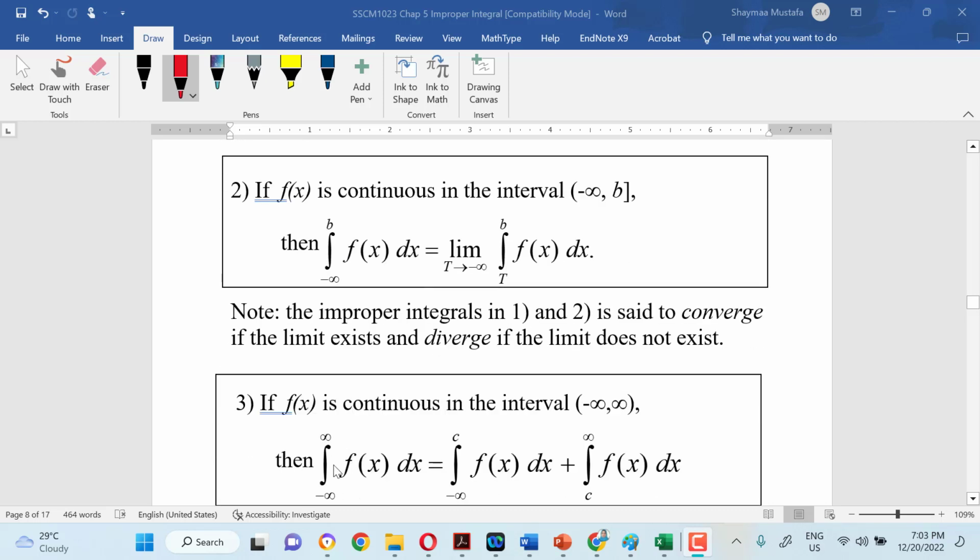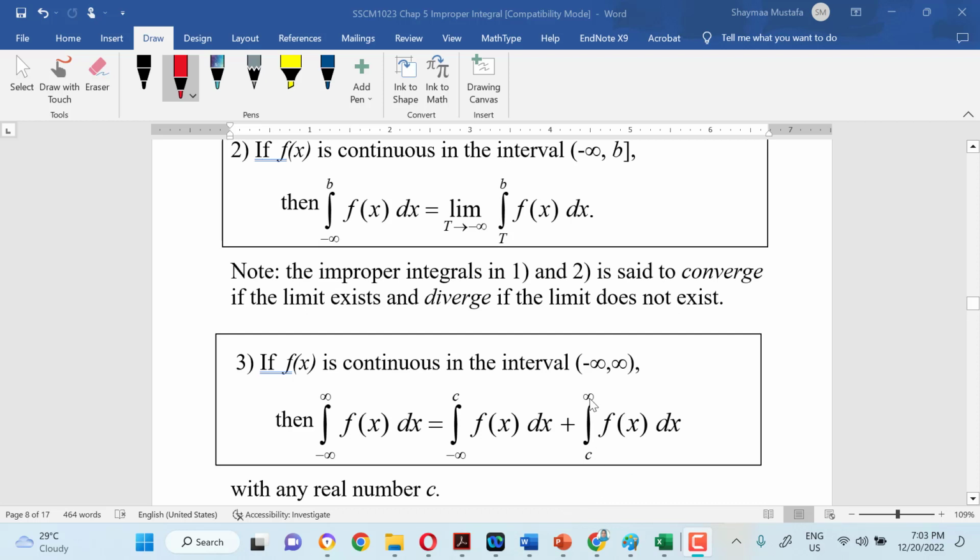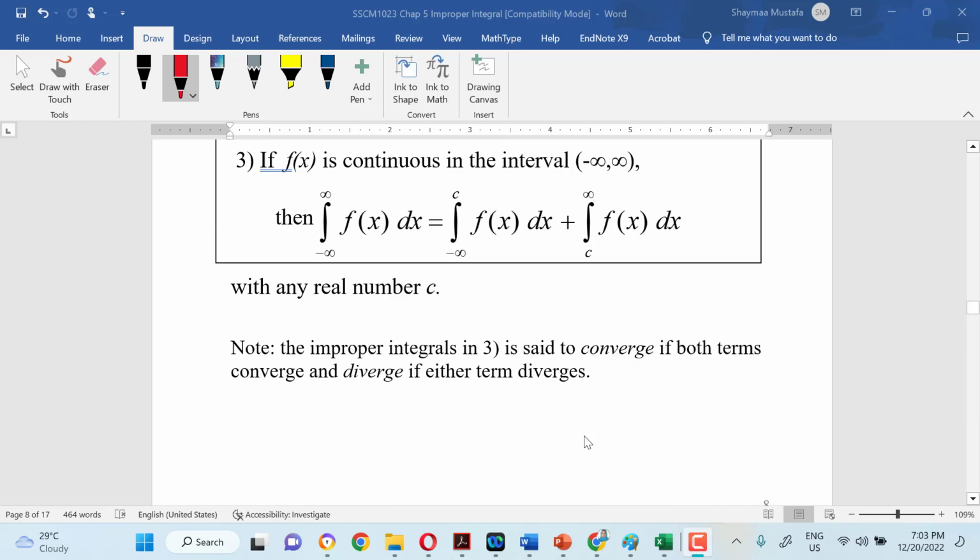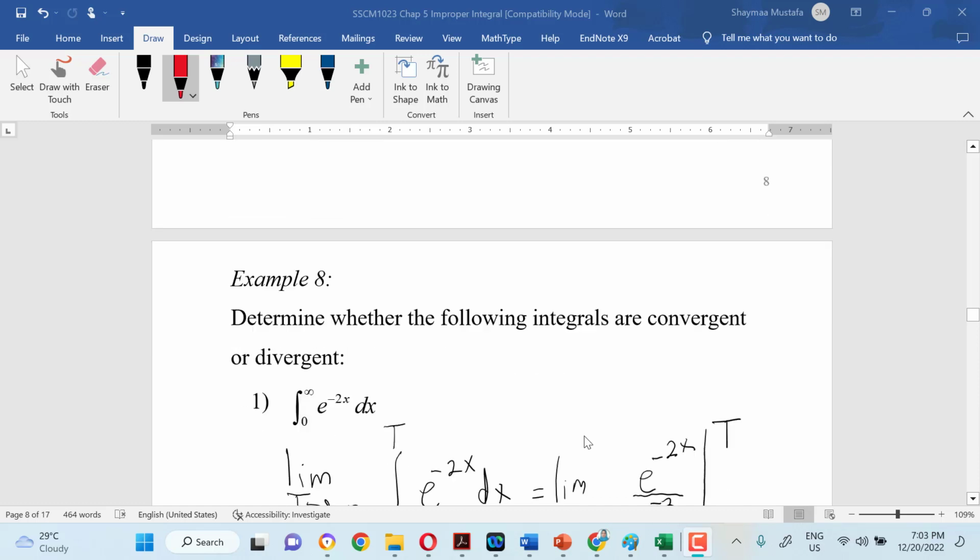If the problems are on both boundaries, the lower and upper both going to infinity, then you need to separate the integral into two integrals. The first one from minus infinity to c, and the second one from c to infinity, where c is any number. Usually we take c equal to 0, but c can be any number.